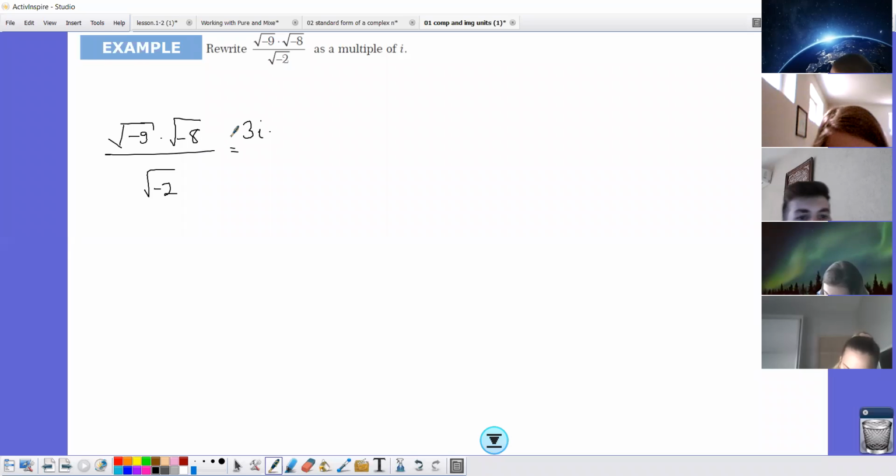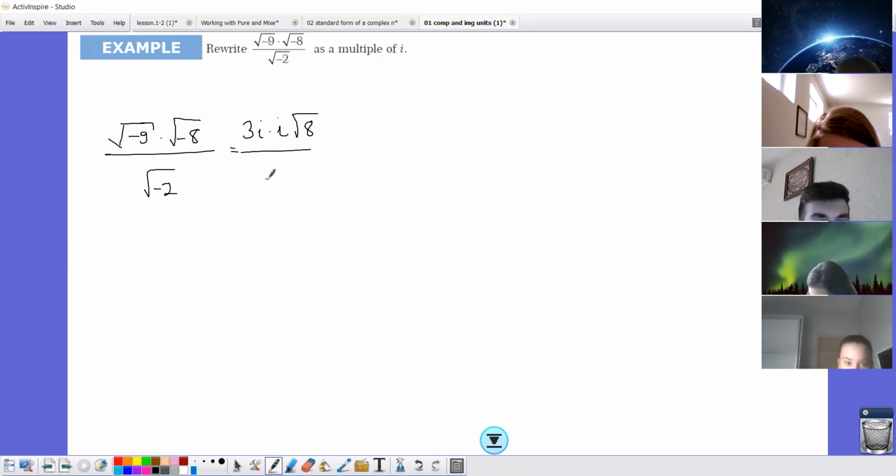What is root of -8? There is no solution for root of 8 with a minus, but first I take the minus out as i, and I will leave it as i root of 8. And down here, for root of -2, what will it be? i root of 2, teacher. Okay.